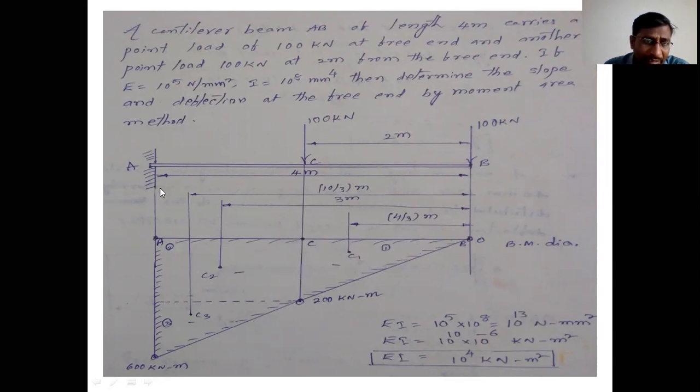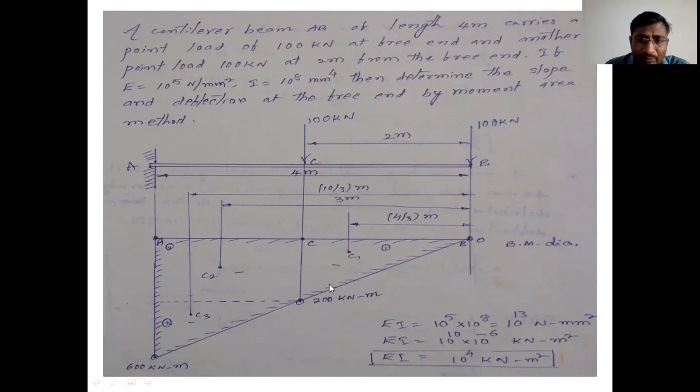Then what is the bending moment at point A? Bending moment at point A means 100 into 4 meters clockwise, minus 400, minus 100 into 2 meters, minus 200. Minus 400 minus 200 is minus 600 kilonewton meter moment about point A. So therefore bending moment at point A is minus 600 kilonewton meter. Minus sign represents below the baseline. Minus sign represents clockwise moment. Okay, like this you have to locate the 600, 200 and 0.